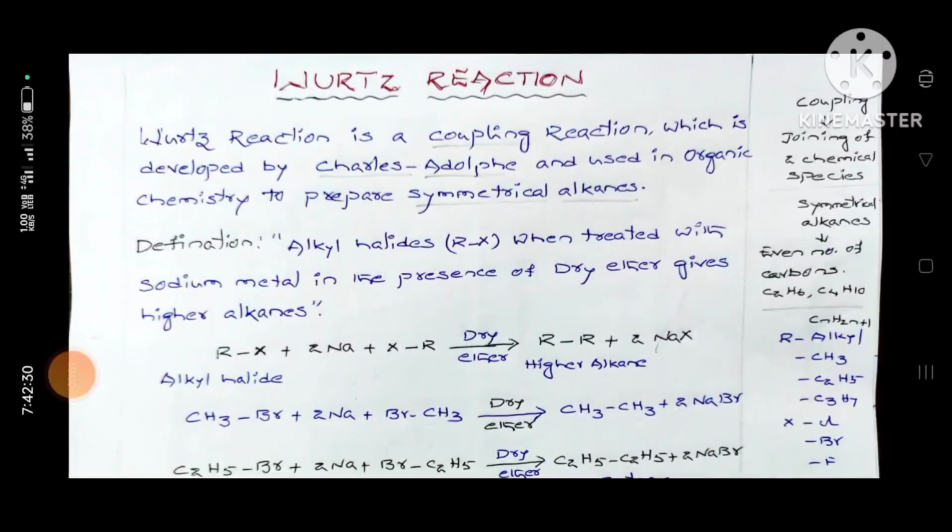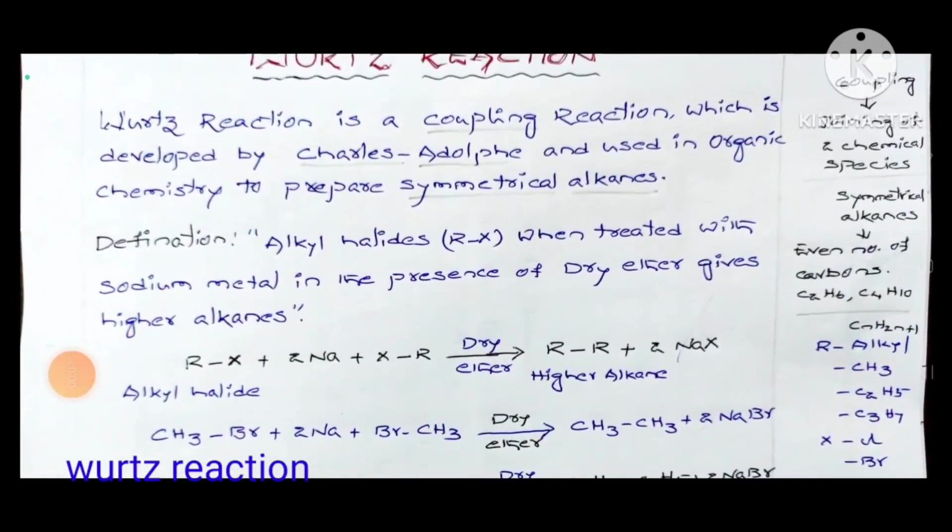Wurtz reaction. Wurtz reaction is a coupling reaction developed by Charles Adolphe Wurtz and used in organic chemistry to prepare symmetrical alkanes. Definition of Wurtz reaction: alkyl halides RX, when treated with sodium metal in the presence of dry ether, give higher alkanes.